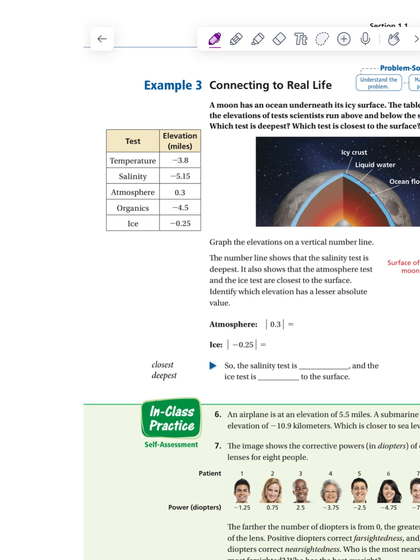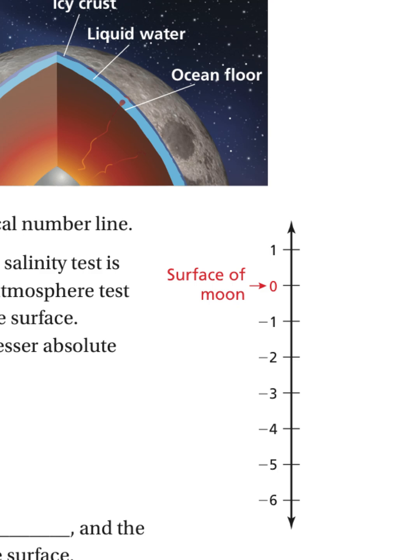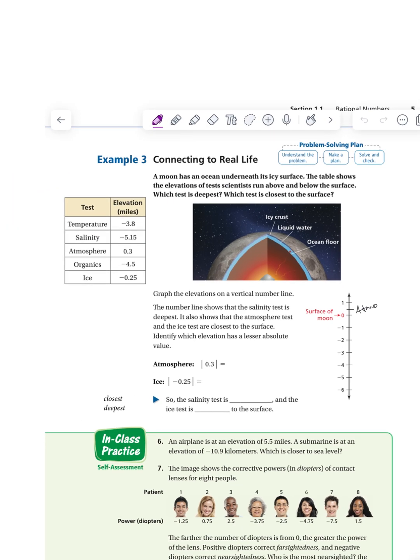To figure this out, we're going to graph them on a vertical number line. So they put a number line over here. We are going to graph those. The surface of the moon is going to be at 0. Okay, so the atmosphere is the only positive one. I'm going to shorten it, Atmos, atmosphere. So that one is above 0.